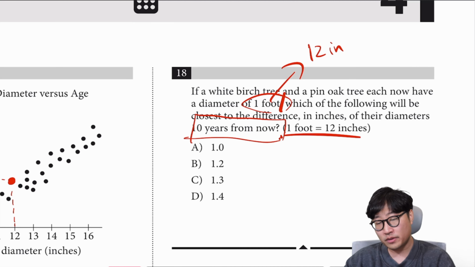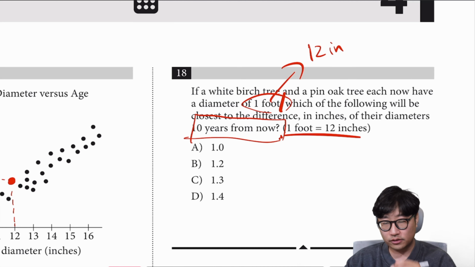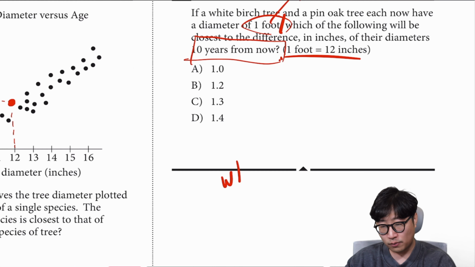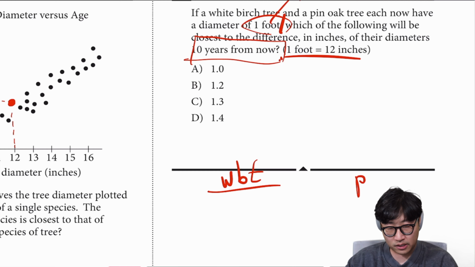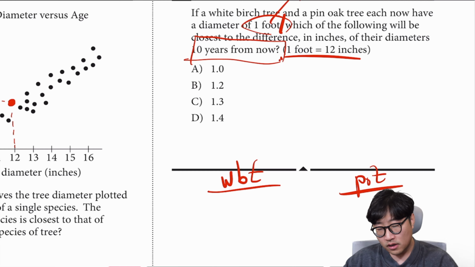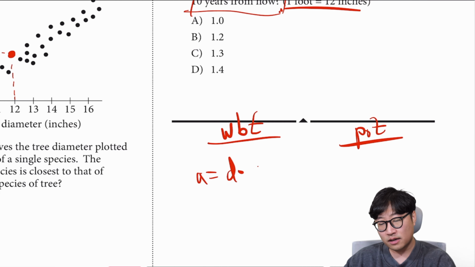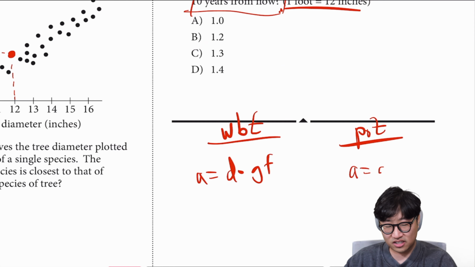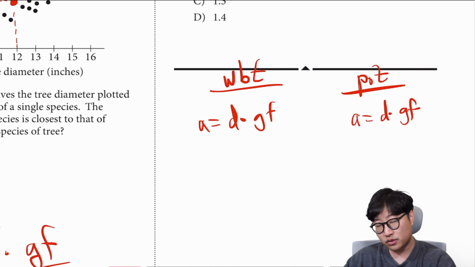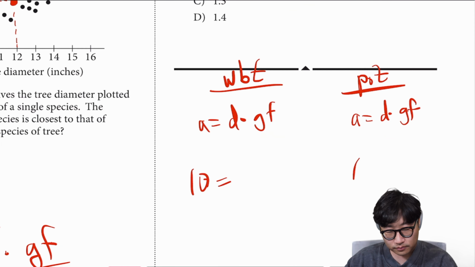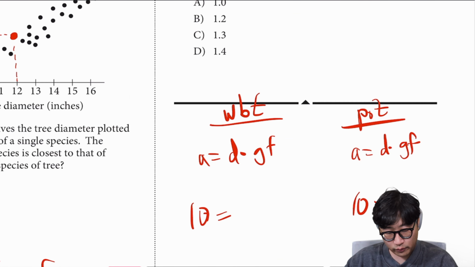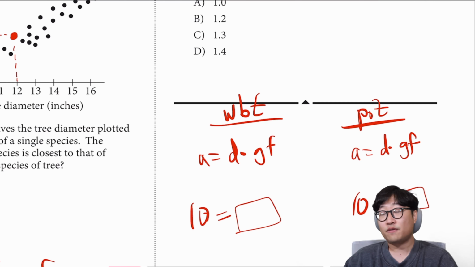So 10 years from now means they're both 10 years old. Let me just do two different versions. WBT for white birch tree and POT for the pin oak tree. So once again, age is equal to D times a GF. We know they're both 10 years old. And then we know the growth factor, right? We don't know the diameter, whatever the diameter is going to be in 10 years. But the growth factor, we do know that.